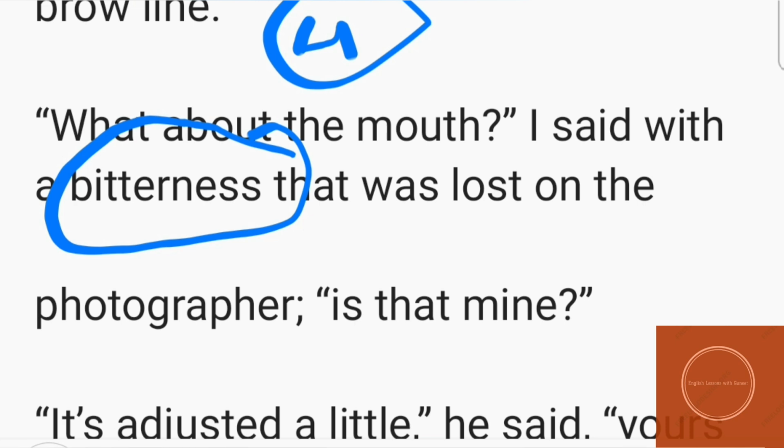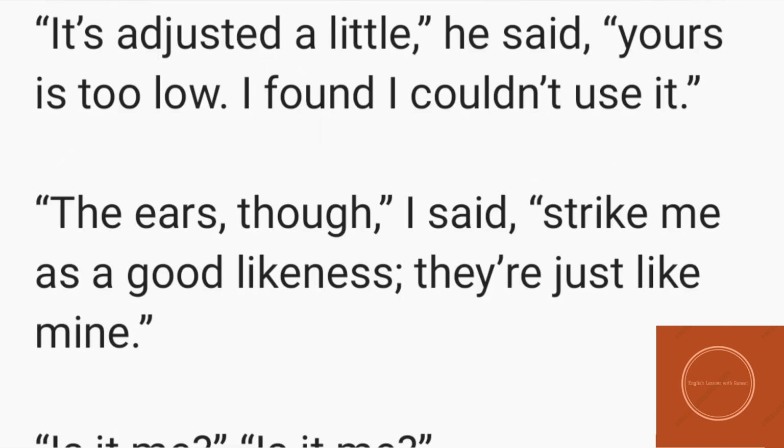That is what he asked. "It's adjusted a little," he said. "Yours is too low. I found I couldn't use it." Now you see the tone in the way the photographer is saying. He's saying, I just adjusted the mouth a little because yours was too low. Again, he's just making his mean comments, that your mouth was too low. "So I found I couldn't use it."